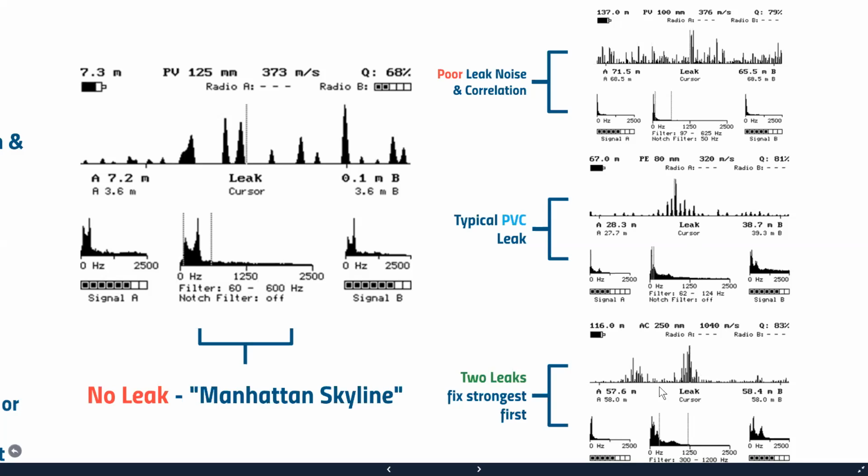You can also find two leaks. If you have two distinct peaks in between your A and B sensors, that might be indicative of two leaks occurring on the length of pipe.